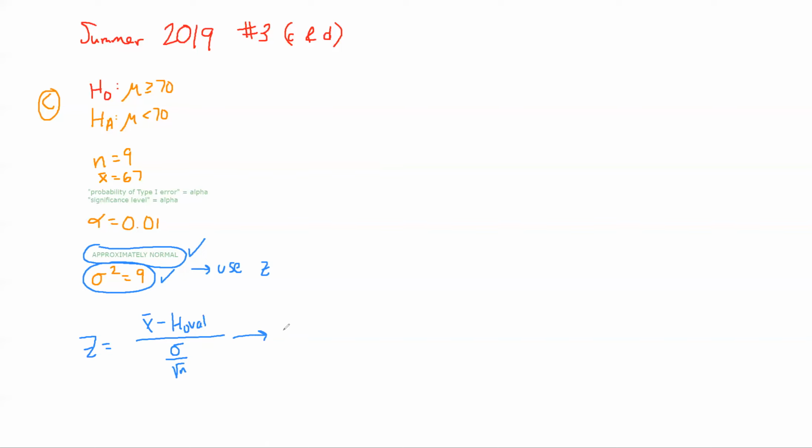We're going to punch all these numbers into the z-score formula over here. So we have 67 minus your H null value, which is 70, divided by your standard deviation. Be careful. Your standard deviation is not 9. It's the square root of 9 because this is a variance. So we get 3 over, and then our sample size is 9, so we have the square root of 9 here.